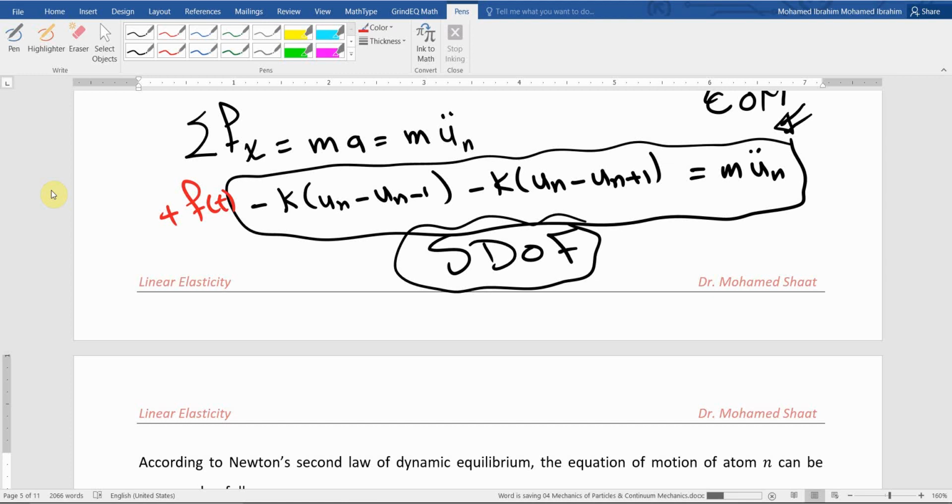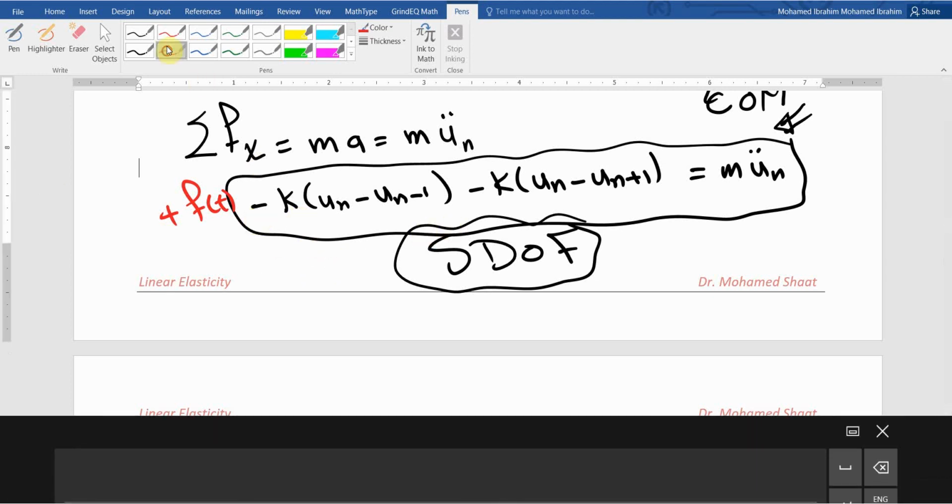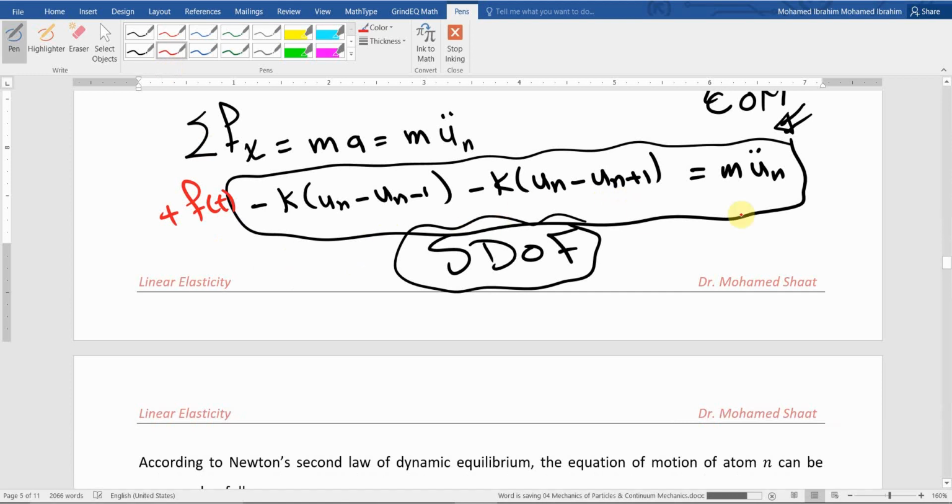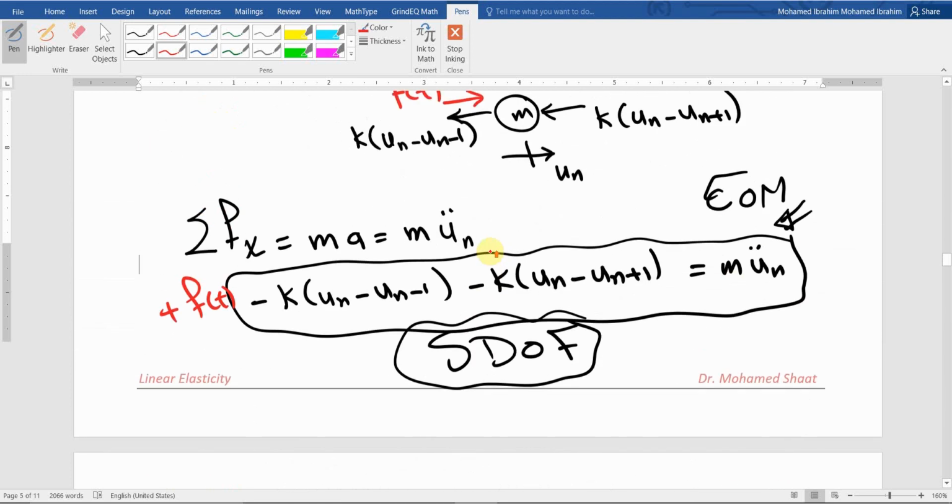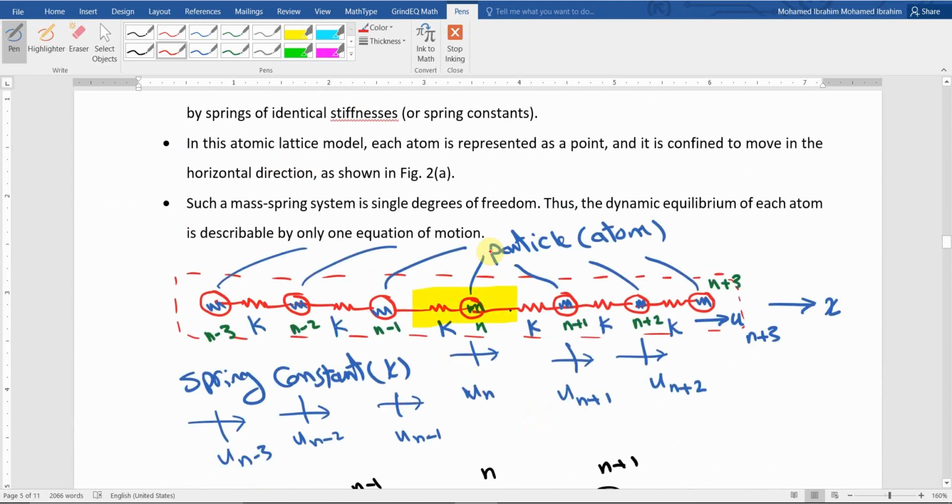Now we solved this equation, or we derived this equation. So how about if we are interested in finding the solution, or just solving this differential equation, this ODE, for the displacement u_n? To do so, we're going to consider the case that this lattice is subjected to some external wave. This is one of the things. There is an external wave already incident to this lattice.